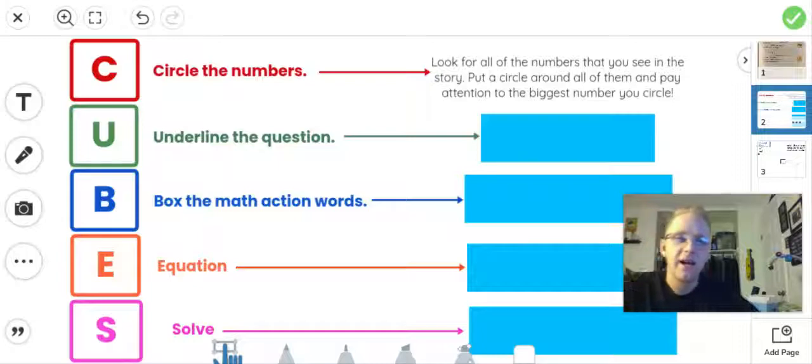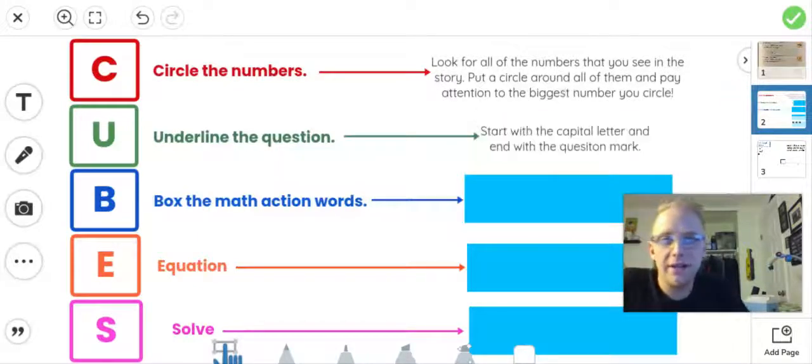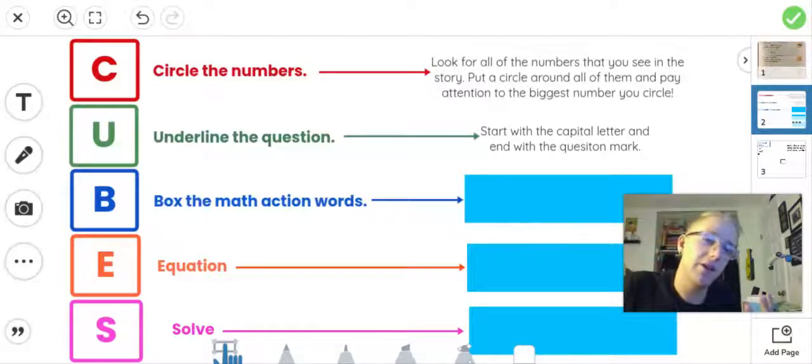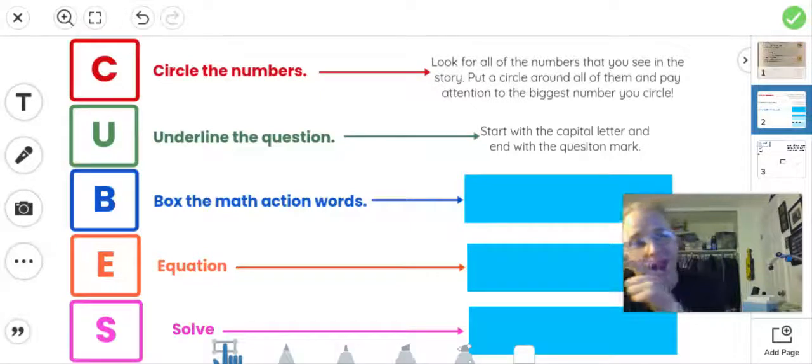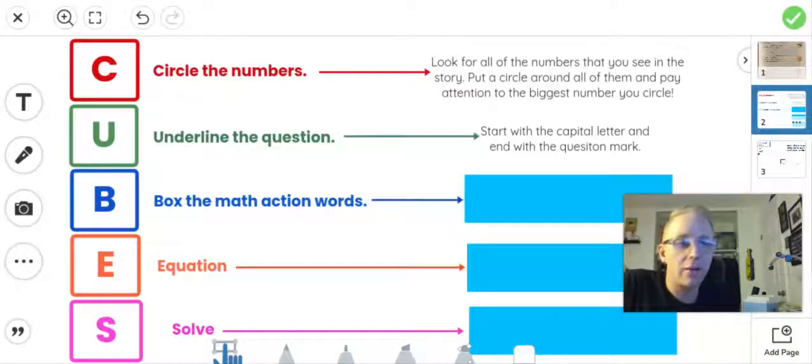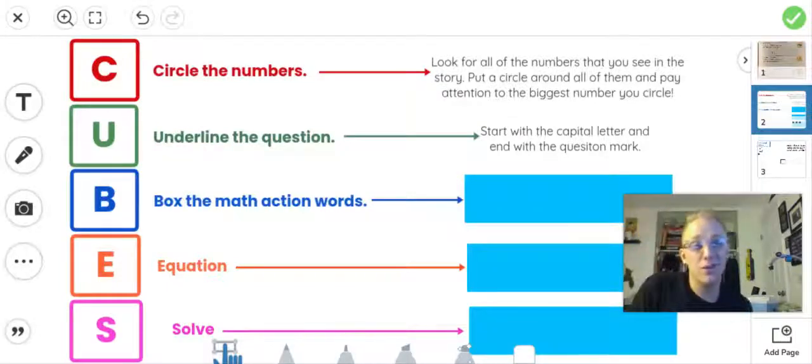Now, U is underline the question. So you want to start with the capital letter and go all the way to the question mark, remembering your punctuation power. For some first graders, it's really helpful to start at the question mark and go backwards until you get to the capital letter. That way you know you got the whole question, because it's really important to know what the story is asking you. If you don't underline the question, you're not going to understand what you're supposed to be doing in your math question.